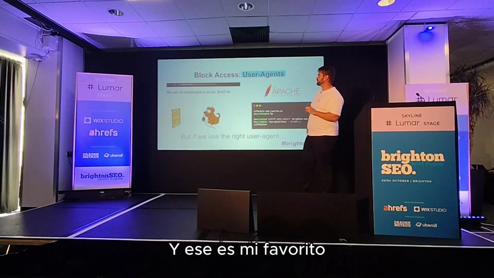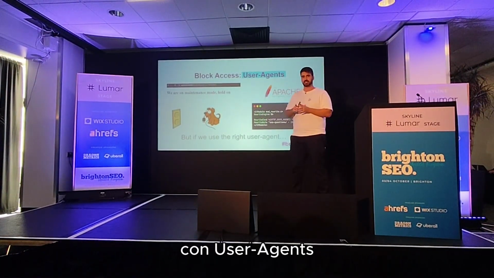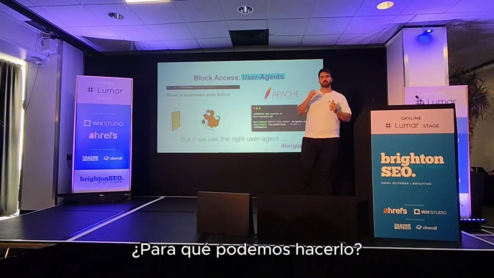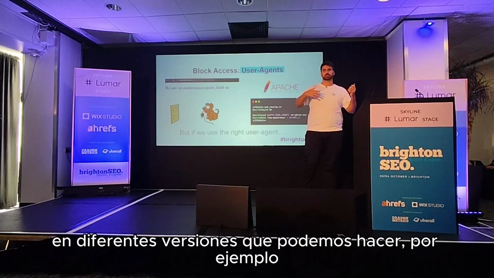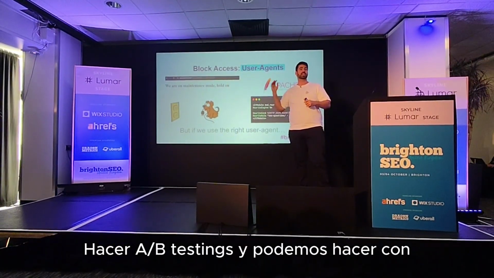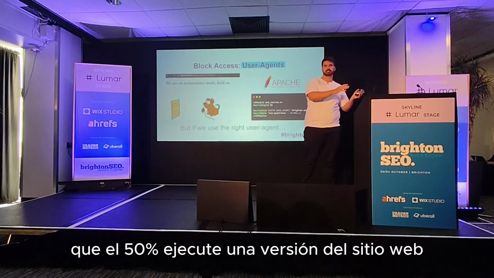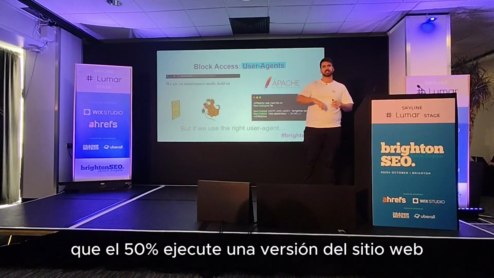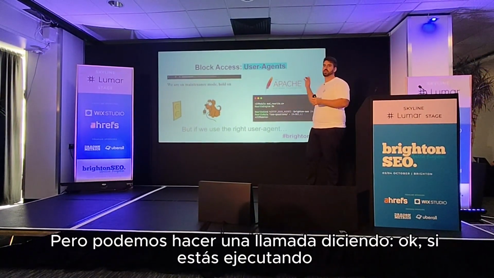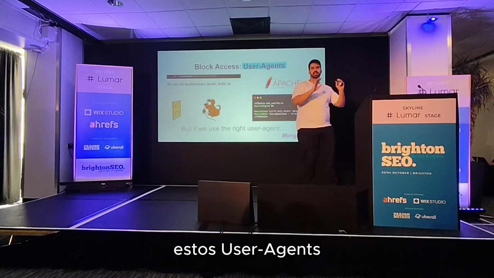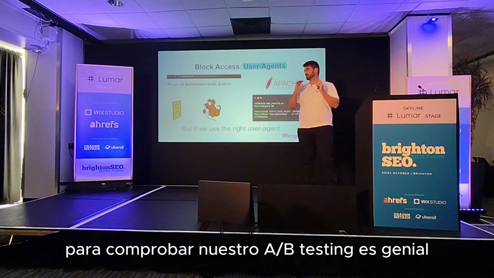And my favorite thing, we can do things with user agents. What can we do it for? For example, we can run a website in different versions. We can do A/B testing, for example, making 50% run one version of the website and the other 50% run another version. But we can also write code saying, okay, if you're running this user agent, I want you to always see this version, and this other user agent, this other version. So for A/B testing it's awesome.